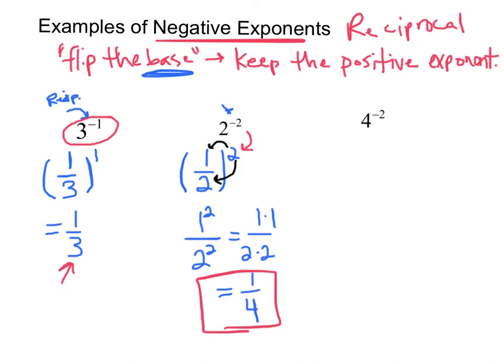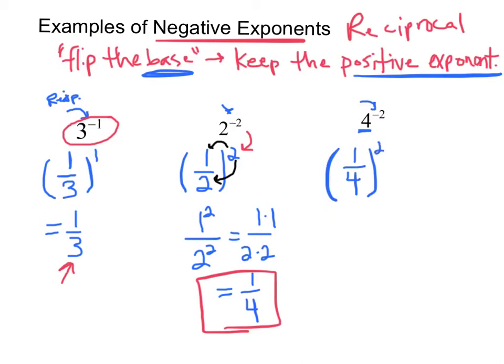Now let's take a look at our last example here. Our last example shows us 4 to the power of negative 2. Well, the negative means taking the reciprocal, so what's the reciprocal of the base, which is 4? It ends up being 1 over 4. What do we do with this exponent? We keep the positive exponent. So this is all to the power of 2.